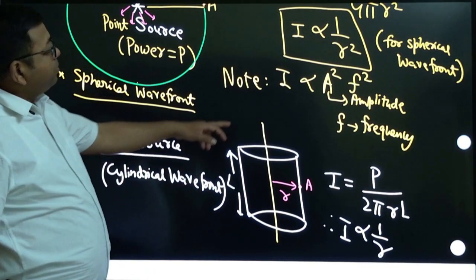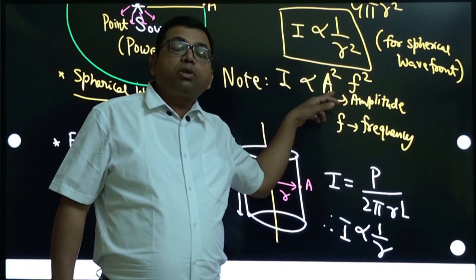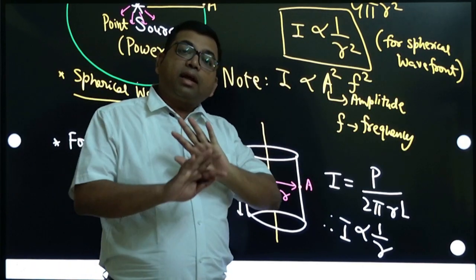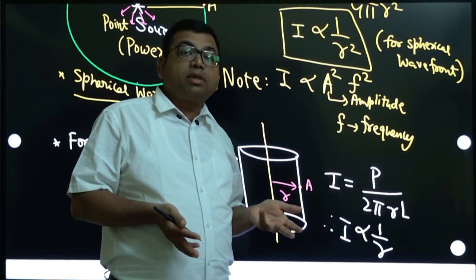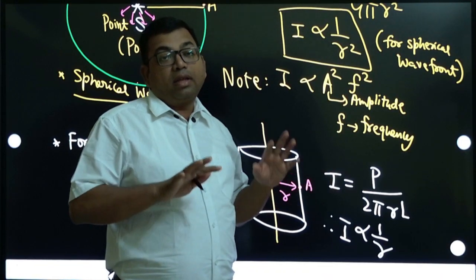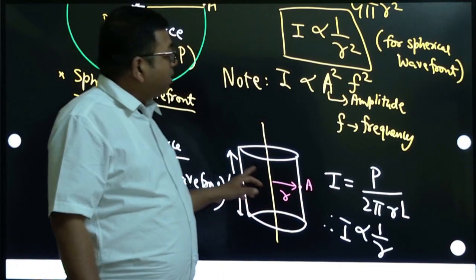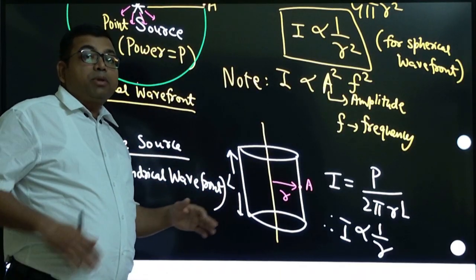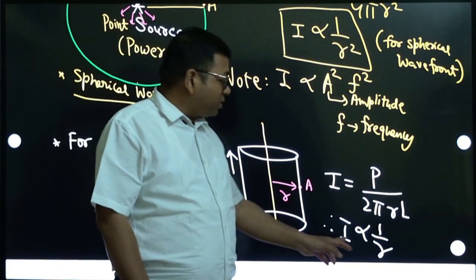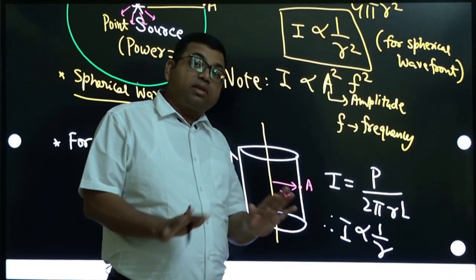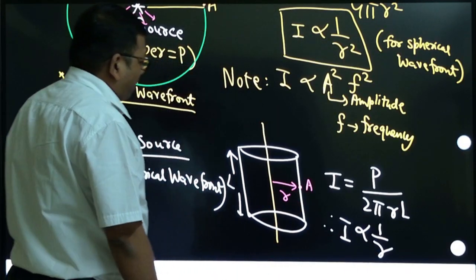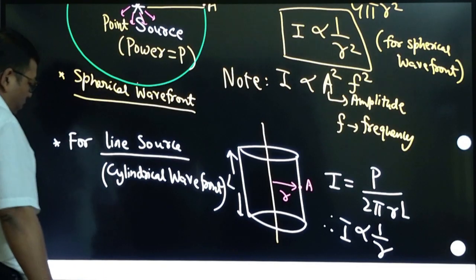But the relationship of intensity proportional to amplitude square or frequency square will not change, whether the source is a line source or a point source. That doesn't change. A line source or point source can change the shape of the wavefront, and because the shape of the wavefront changes, only the relationship with distance can change. That is what we have to know.